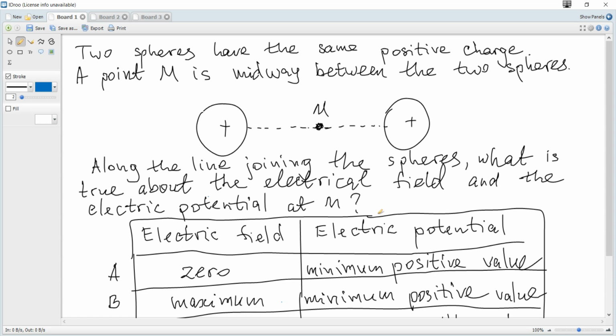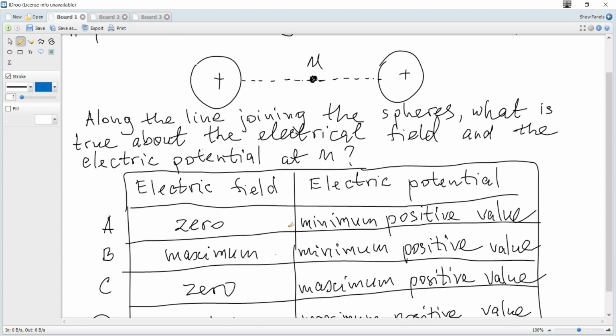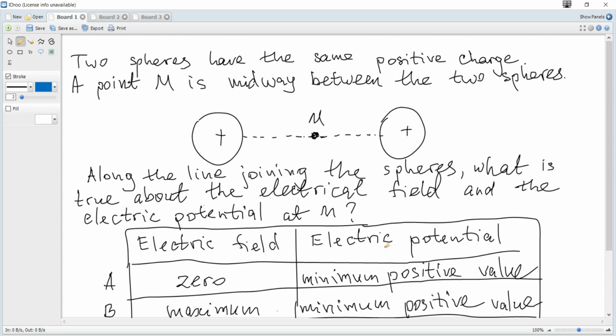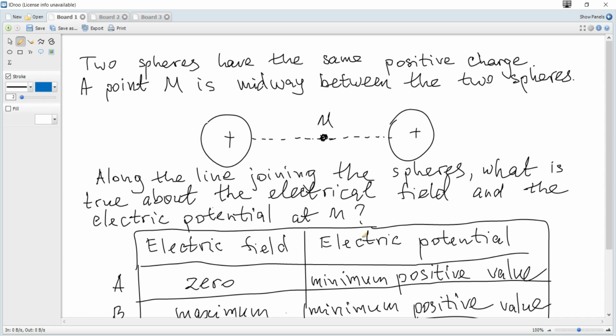Two spheres have the same positive charge. A point M is midway between the two spheres. Along the line joining the spheres, what is true about the electrical field and the electrical potential at M? You can see options: electric field 0 or maximum, and electric potential minimum positive or maximum positive value. So what about electric field?